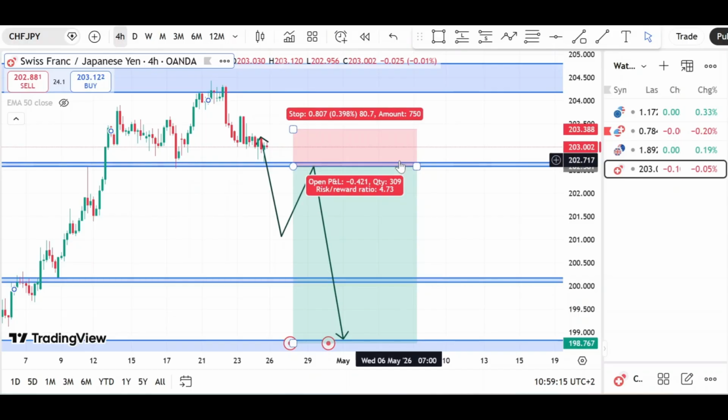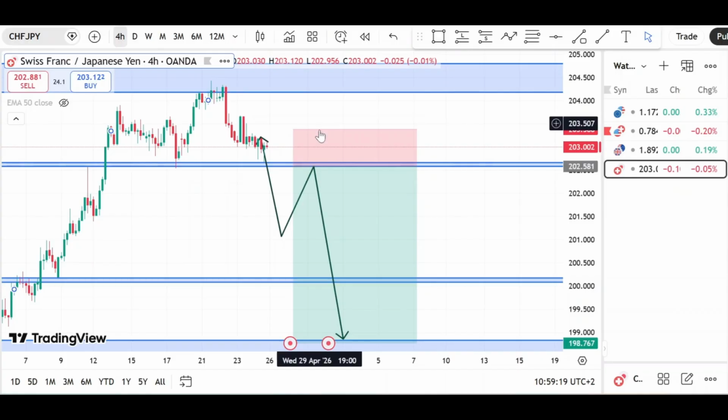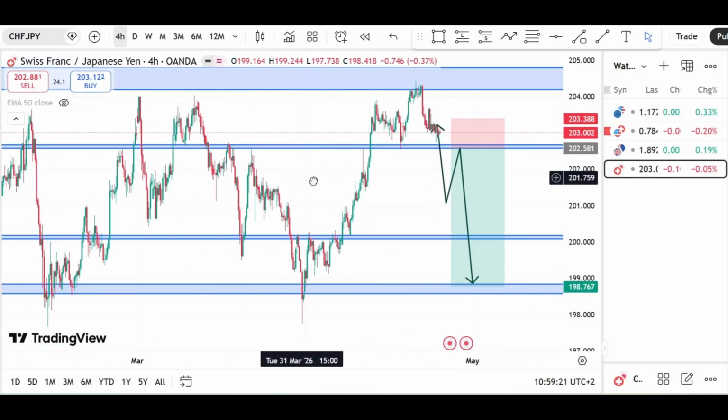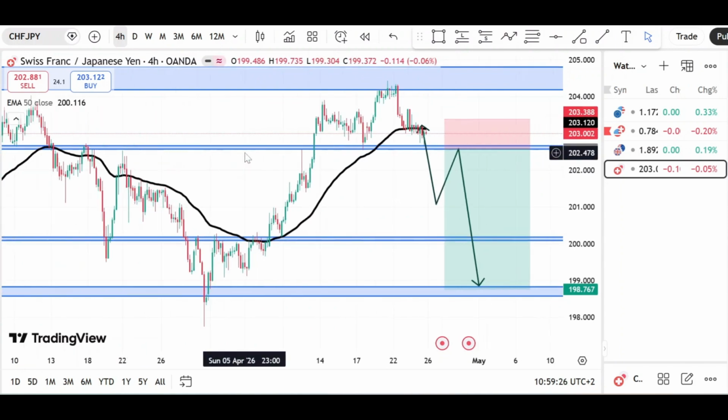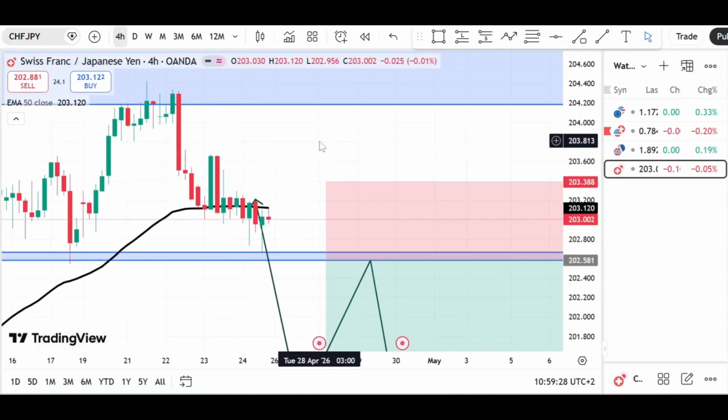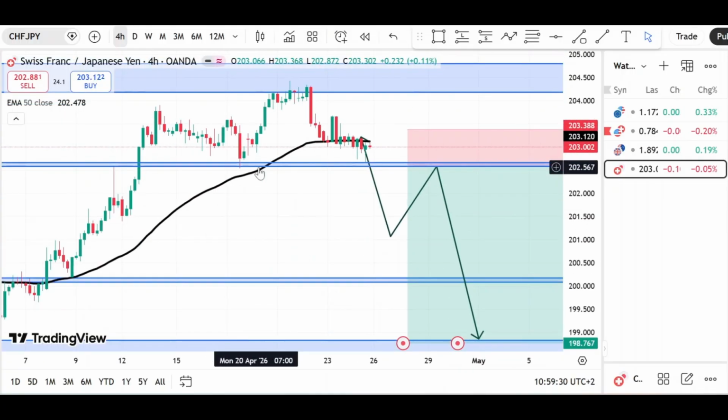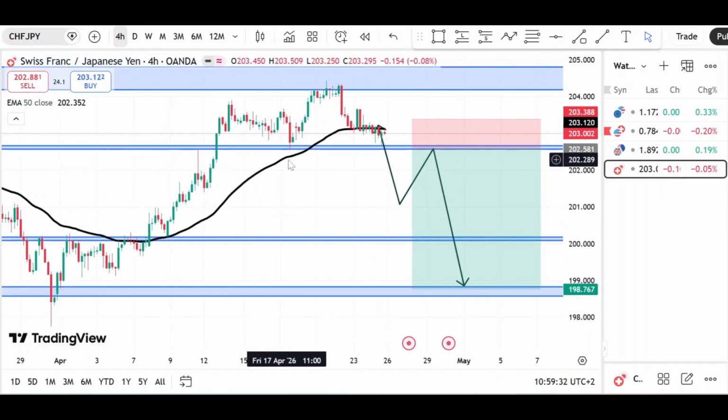At least we can even target a risk to reward ratio of 4. It's okay by using a stop loss of 80 pips. Where is our EMA, exponential moving average? As you can see here, the crossover began to happen here.